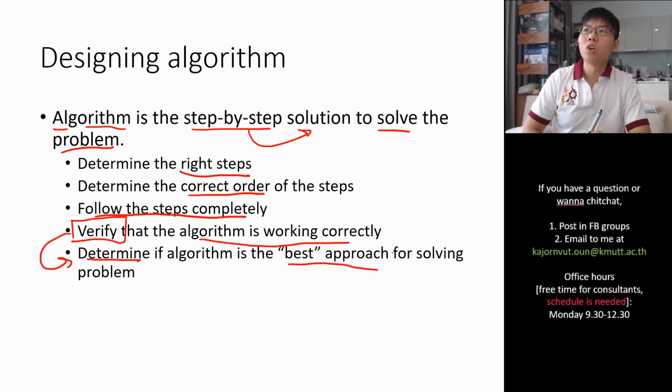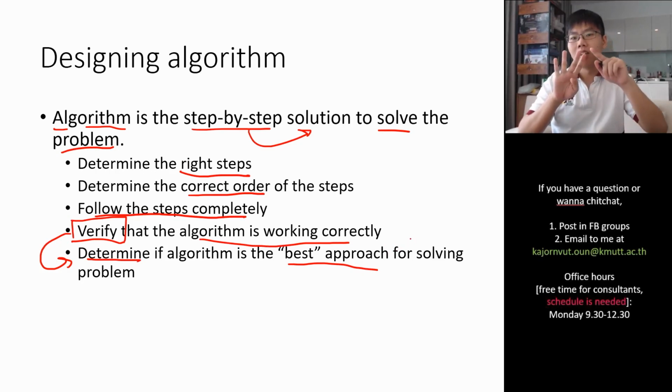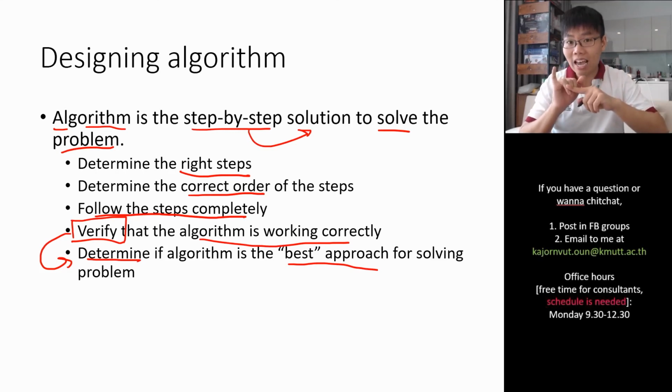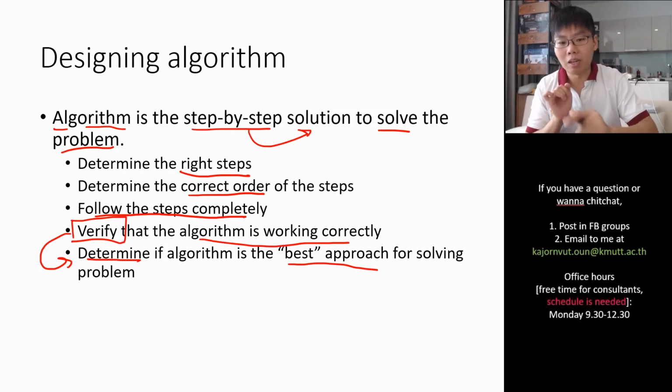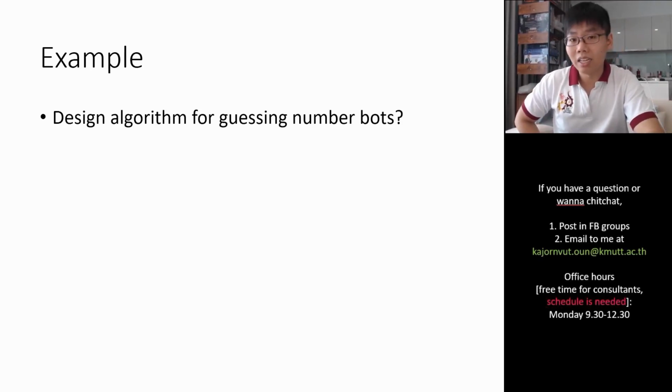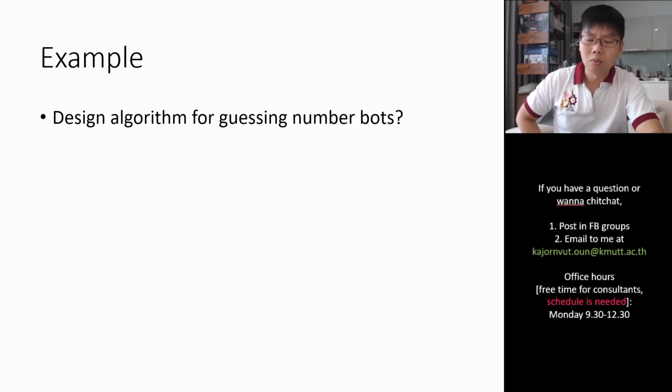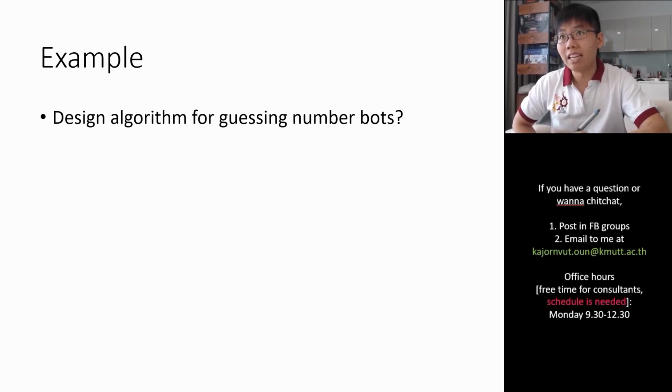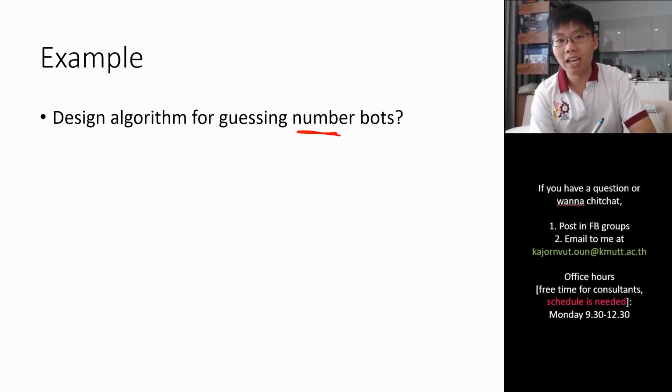Okay, so that's it for the 4 main steps: decomposition, pattern recognition, abstraction, and then you write down step by step. So for example, if we're going to play that 20 questions game, if it's guessing only numbers and we want to create an AI for that, how are we going to do that?